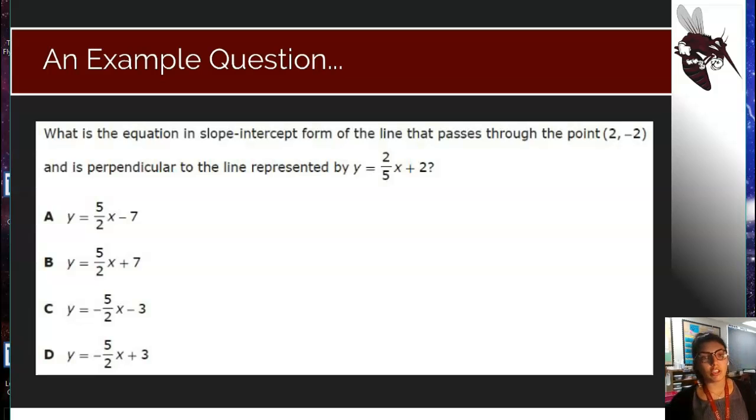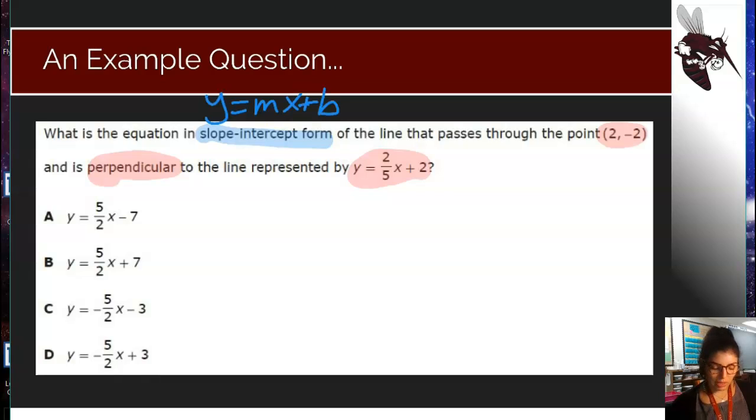It says, what is the equation in slope intercept form of the line that passes through the point 2, negative 2 and is perpendicular to the line represented by y equals 2/5 x plus 2? Okay, we need it in slope intercept form, which means we need to write it in y equals mx plus b. But we know that we have all the information we need. Here's the slope of the original line, and I don't want the same slope anymore. I want its opposite reciprocal. That's the slope I want to use.